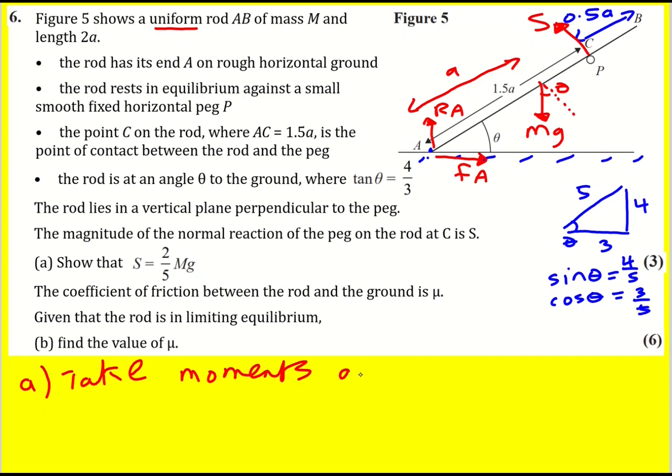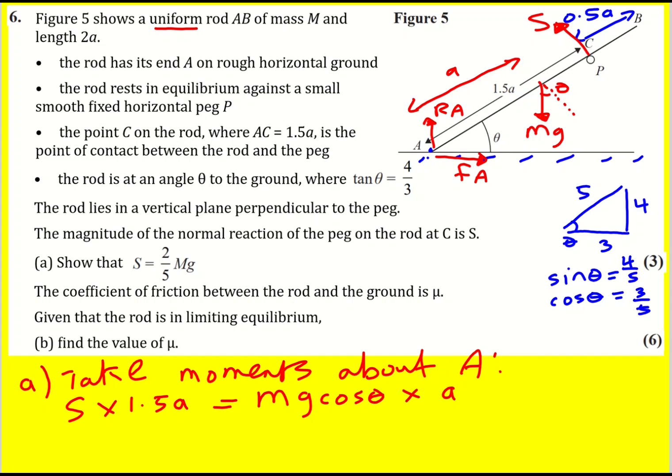Take moments about A. So then we've got the perpendicular of the force times the distance from each one. For S, okay, I'm going to look at S. That is going to be an anti-clockwise moment. It's going to be S multiplied by 1.5a. And that must equal the component from the weight. That's the only other force I need to think about because R_A and F_A are a distance of 0 away from A, so we can ignore them. So it will be equal to capital Mg cos theta multiplied by a.